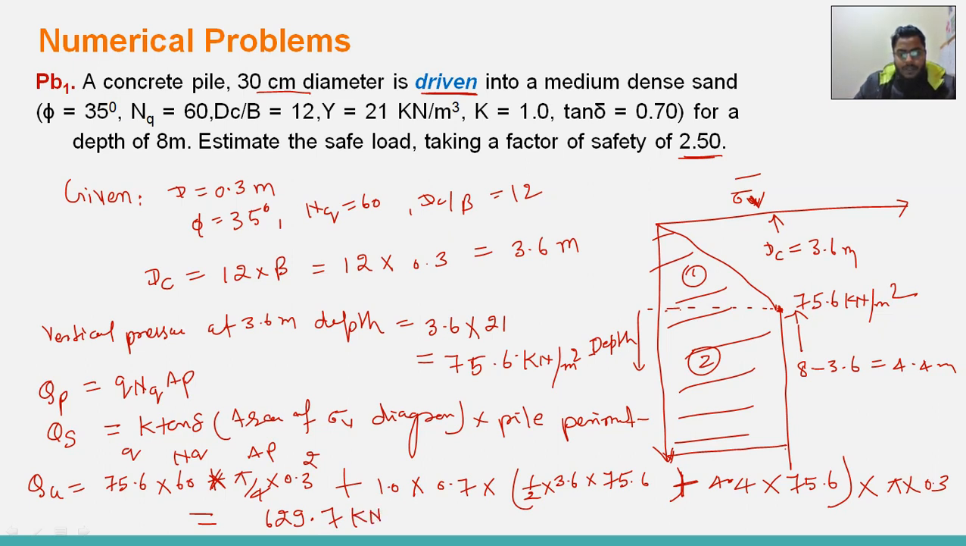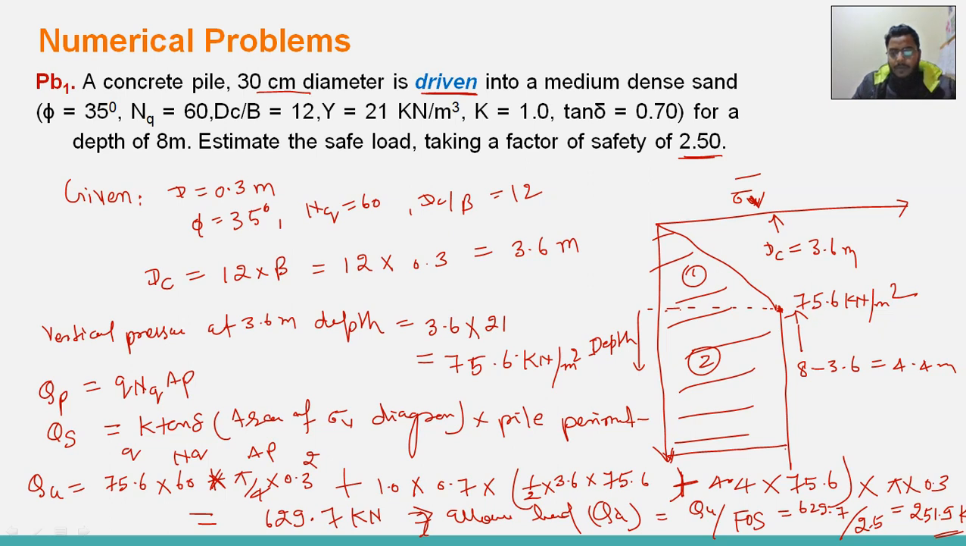629.7 kilonewton. So from here we can calculate allowable load QA, and that is QU divided by factor of safety. So here the factor of safety is given 2.5. So 629.7 divided by 2.5, you will get 251.9 kilonewton. In this question, one thing you have to remember: you have to understand this graph, and that beyond the depth of DC, the vertical stress is constant. Okay, it will not increase.